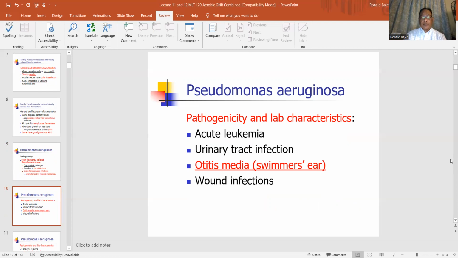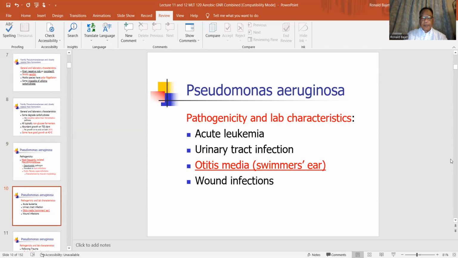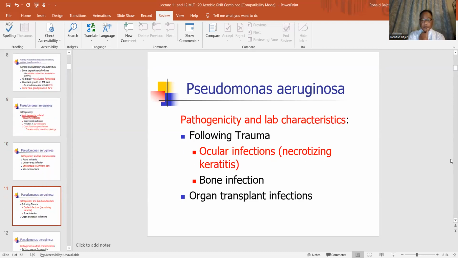Ear infection. Pseudomonas aeruginosa is commonly found in swimmer's ear. Make sure you know this. Ear infection, swimmer's ear. Okay, this is one of the diseases about Pseudomonas aeruginosa I'll be asking you about. Also burn infections and cystic fibrosis. Those are the three main ones for Pseudomonas aeruginosa: burn infection, cystic fibrosis, and swimmer's ear. Necrotizing keratitis. A lot of things cause necrotizing keratitis, but Pseudomonas aeruginosa can be implicated, causing necrotizing keratitis.